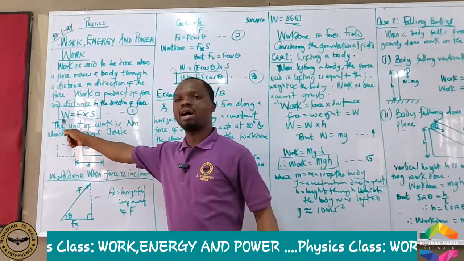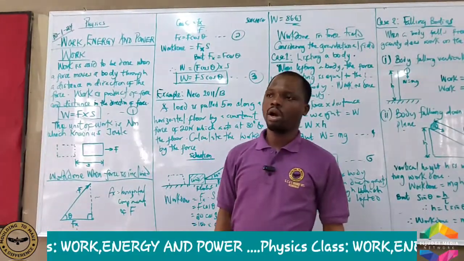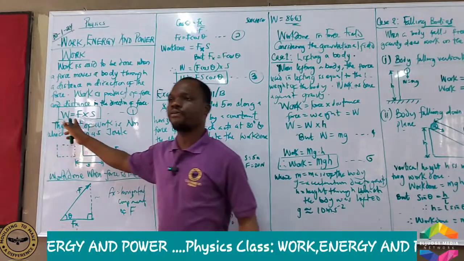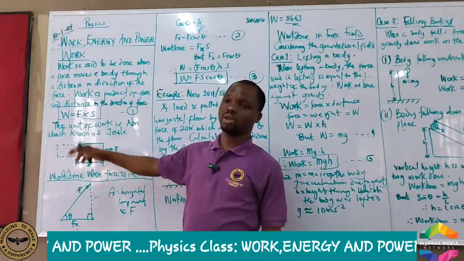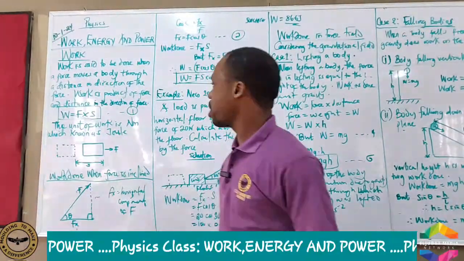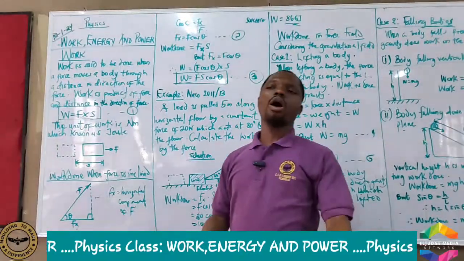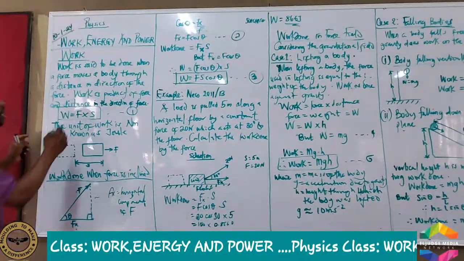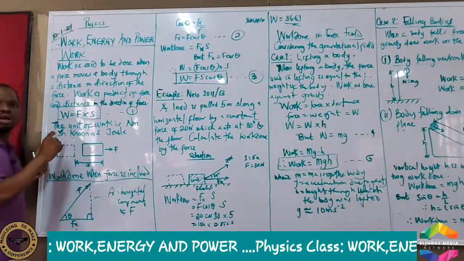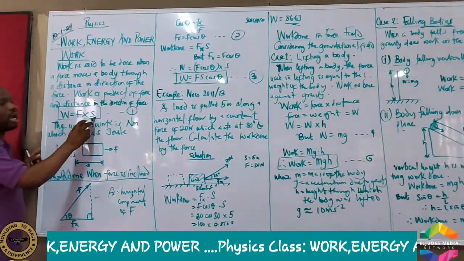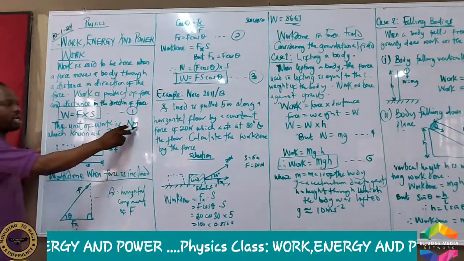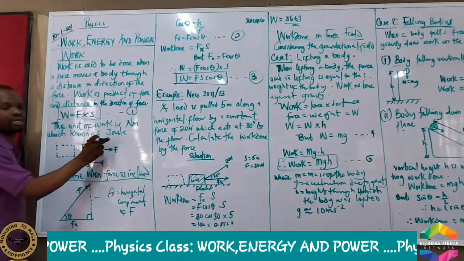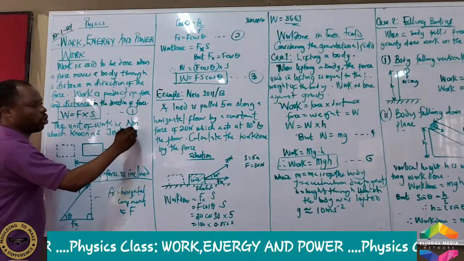So in that case, we use W to represent the work done. Work done equals force times distance or displacement, as the case may be. The unit of work is Newton meter. How did I get to that? Force is measured in Newton, and distance is recorded in meters. So the unit of work is Newton meter, and the SI unit is what we call the joule.